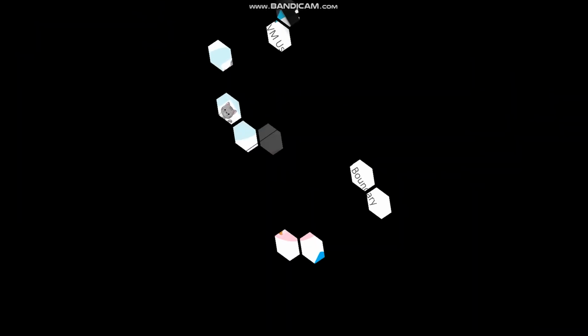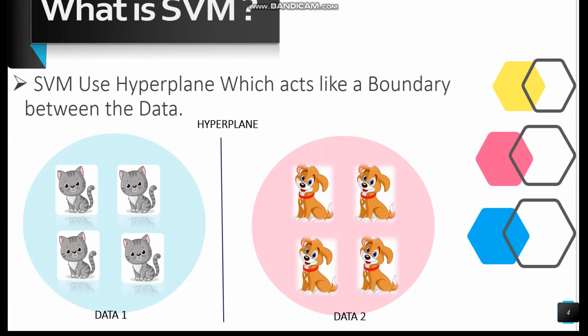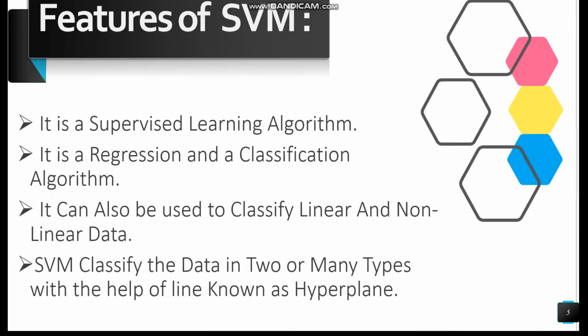Support vector machine uses hyperplanes, which act like boundaries to distinguish between the data, as shown on the screen. Now SVM can be used to separate data which is divided into segments, and each segment contains only one kind of data. So a few features of SVM include that it is a supervised learning algorithm, meaning that it's going to study labeled training data.